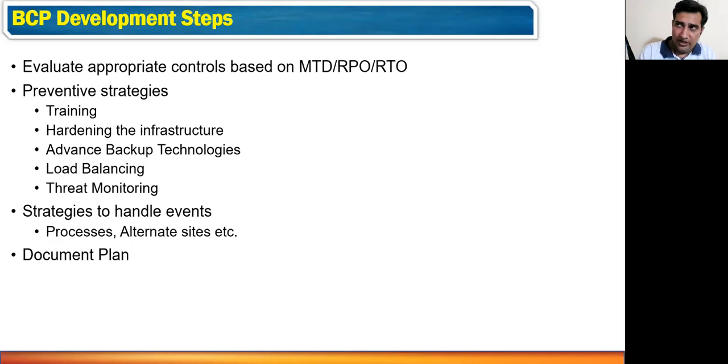Then, even after putting in all these preventive strategies, if something goes bad, how are you going to react to that? So we will have some strategies focused on handling these kinds of events. We will have some process defined, and in some cases we may also need an alternate site. What is an alternate site? For example, if Bangalore is flooded, you may shift all your operations to Hyderabad, or maybe to Hosur or somewhere nearby, right? So that you need to have. And then finally, you will document each and everything as part of the plan.